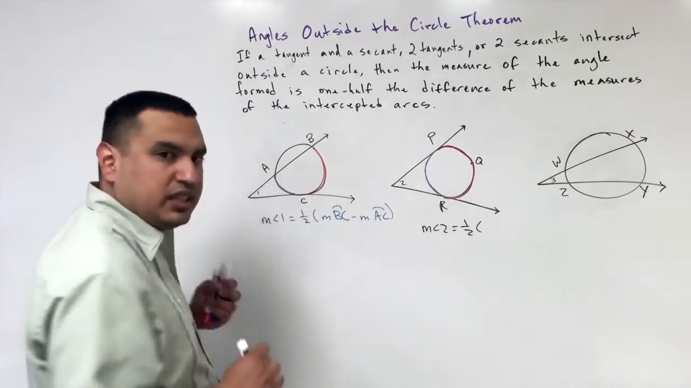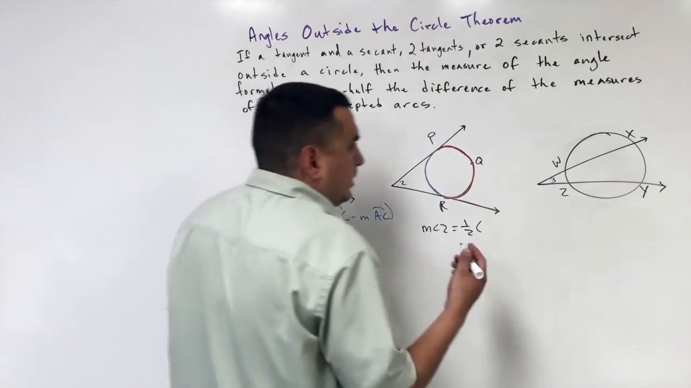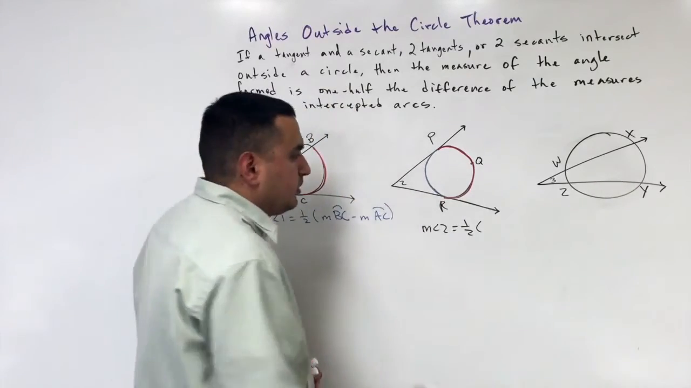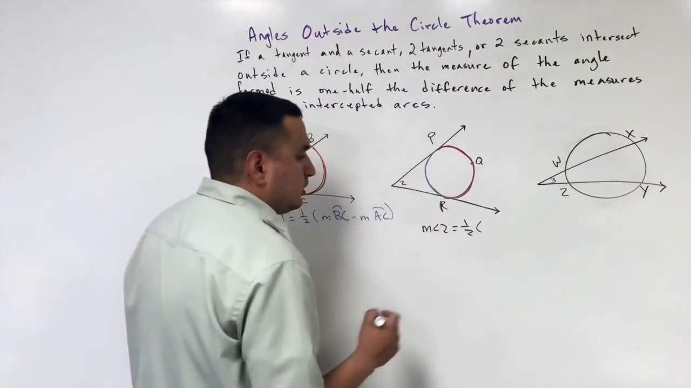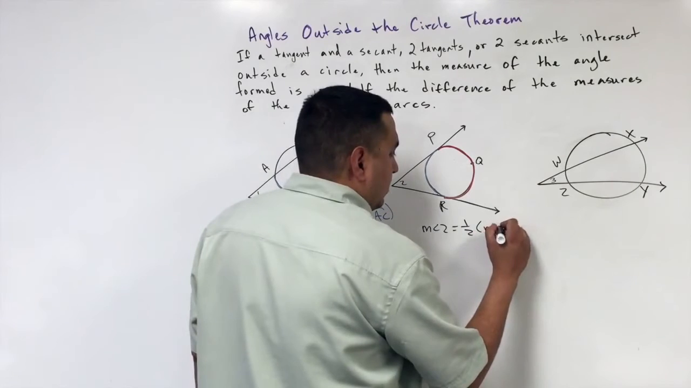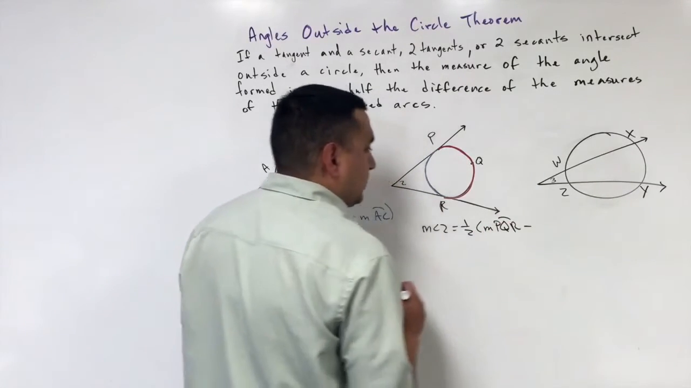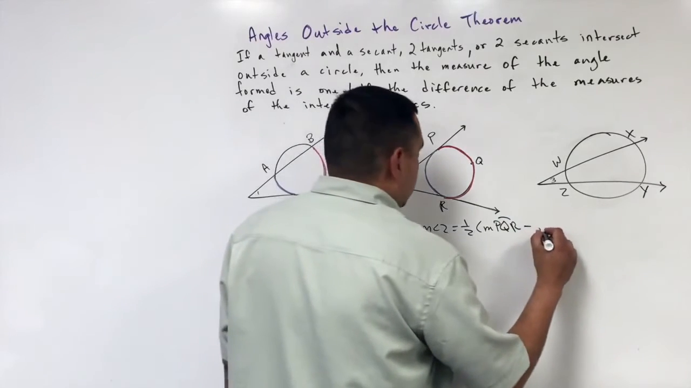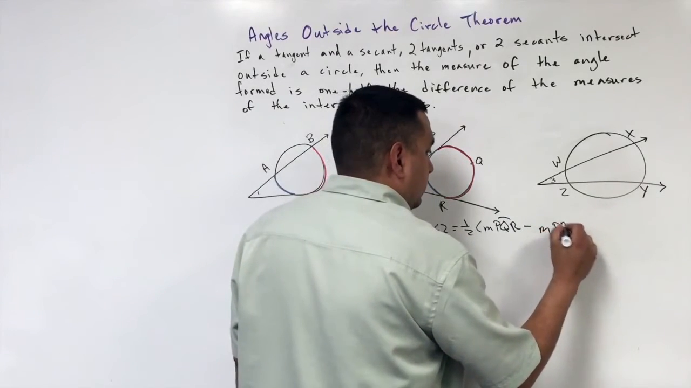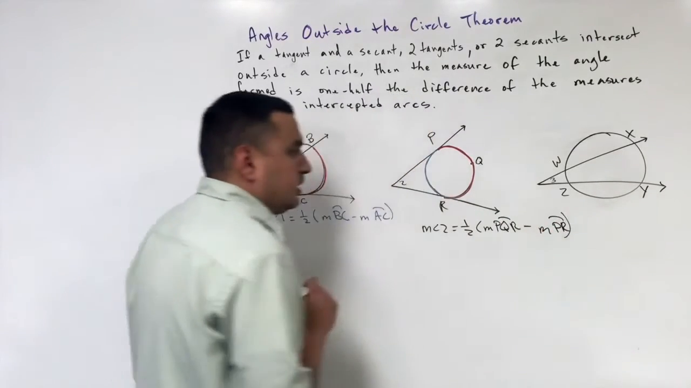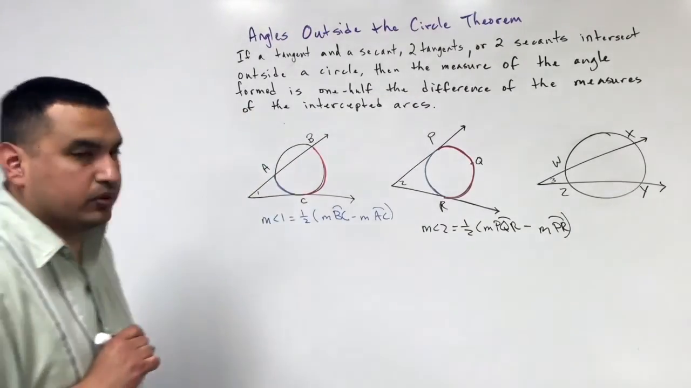The picture just looks slightly different, but the formula, or the theorem, is still the same. I'm still going to subtract the arcs. So I'm going to take the measure of arc PQR and subtract from it the minor arc PR to get angle 2.